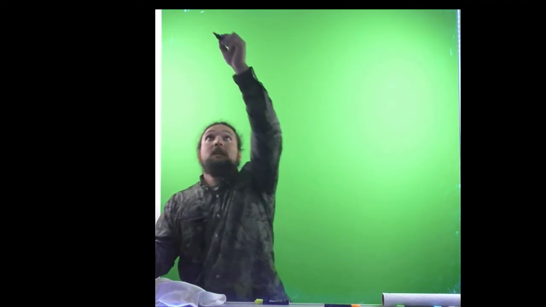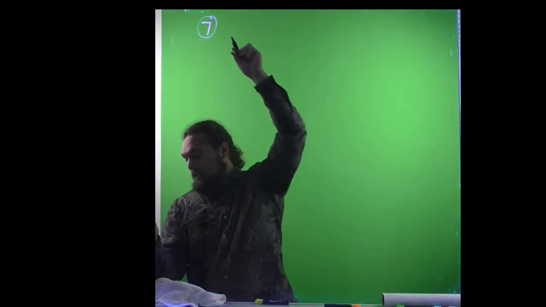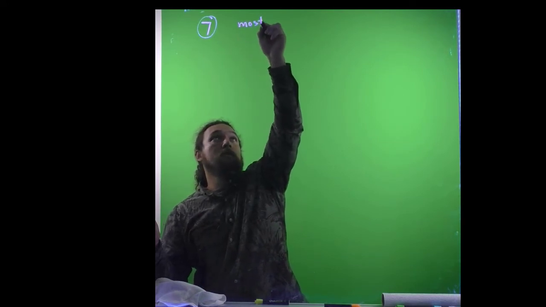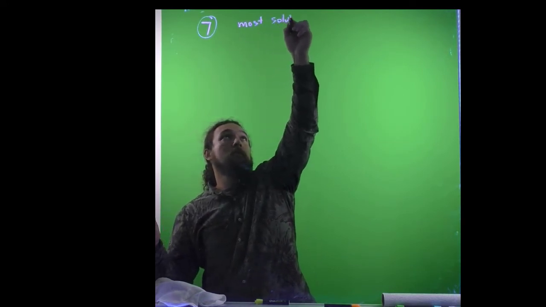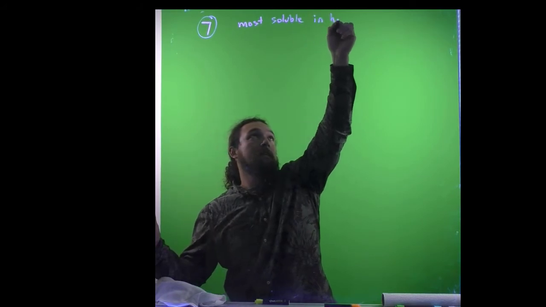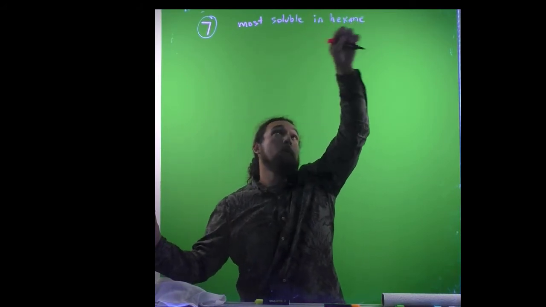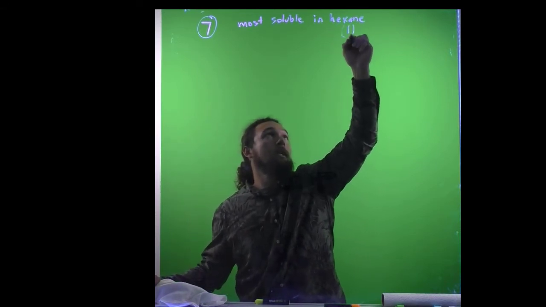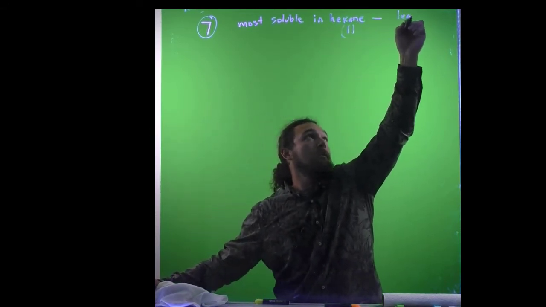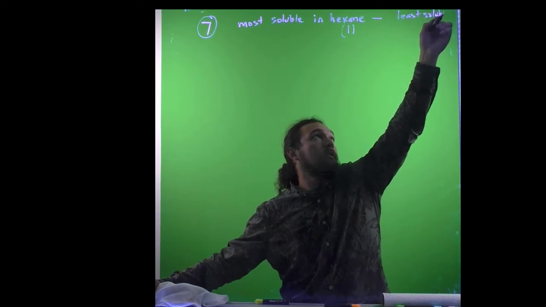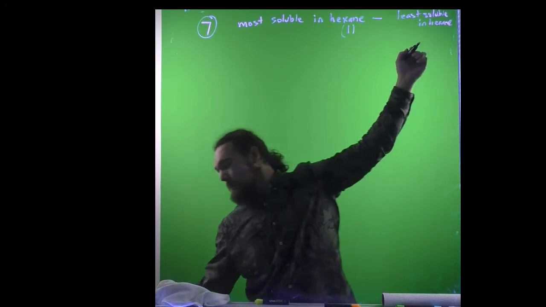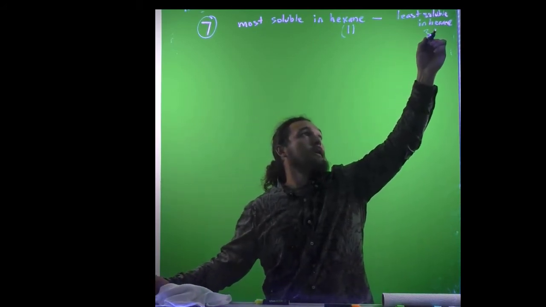Okay? Okay, this next problem, number 7, has us arranging the following in order of most soluble in hexane. So in this case, we're talking about a nonpolar solvent. The most soluble in hexane would be number 1 to the least soluble in hexane would be number 3. Okay?